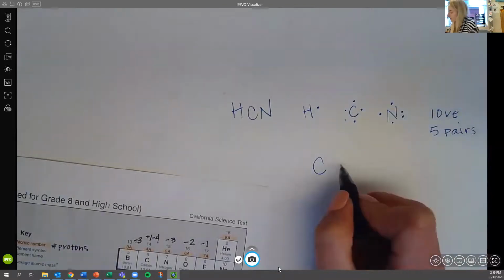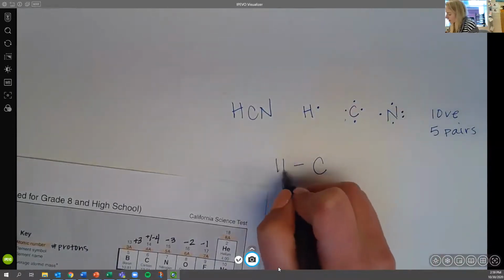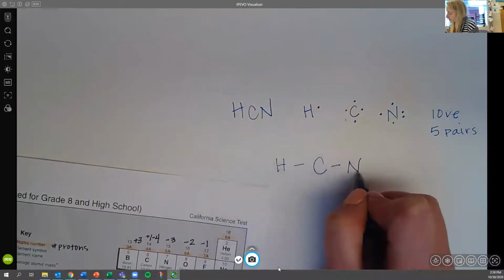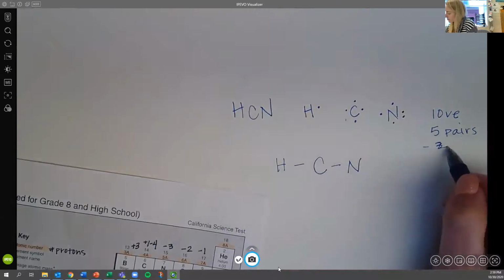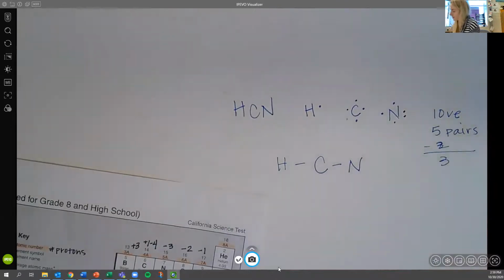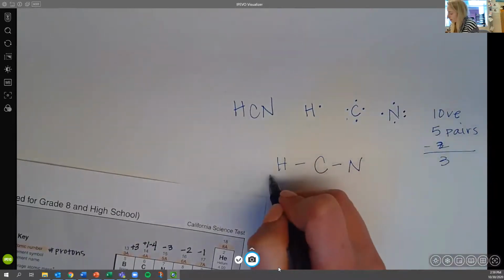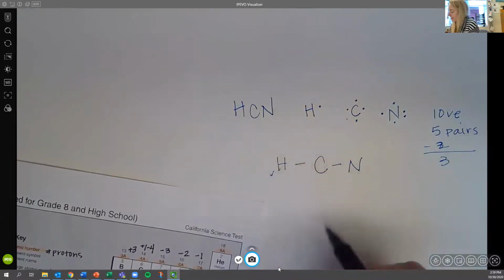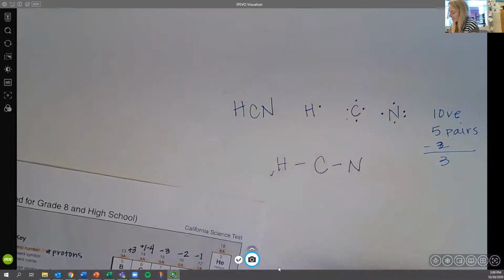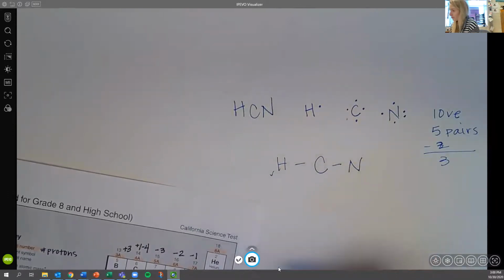So let's start drawing. Let's put hydrogen on one side and nitrogen on the other. Now we have, oh, that was 2. Now we have 3 pairs left. And we know hydrogen's happy because it has those 2. That line counts as 2 for hydrogen. But carbon only has 4. It needs 8. Nitrogen only has 2. So how could we make this work?